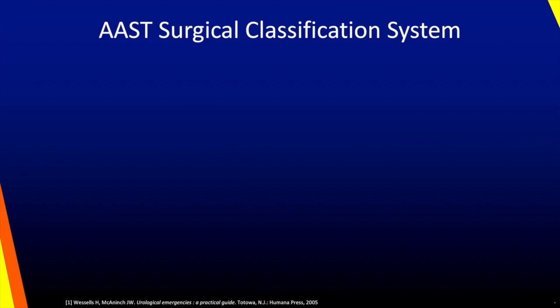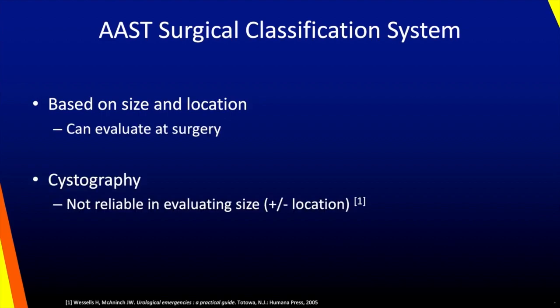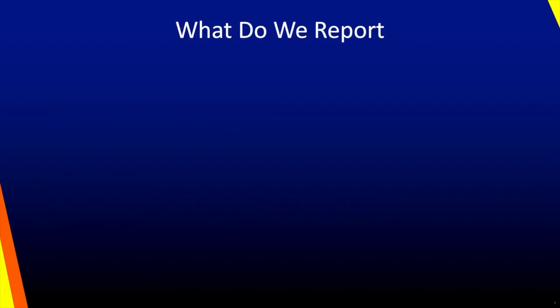The AAST surgical classification system is based on size and location. We can evaluate this at surgery, but cystography is not reliable in evaluating the size and also has some trouble with the location. So it's impractical for us to use this system. So what do we report?